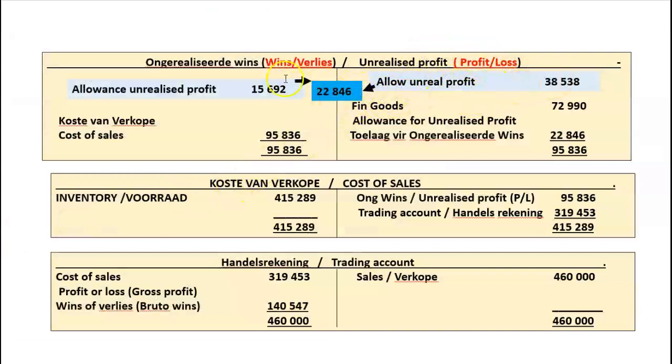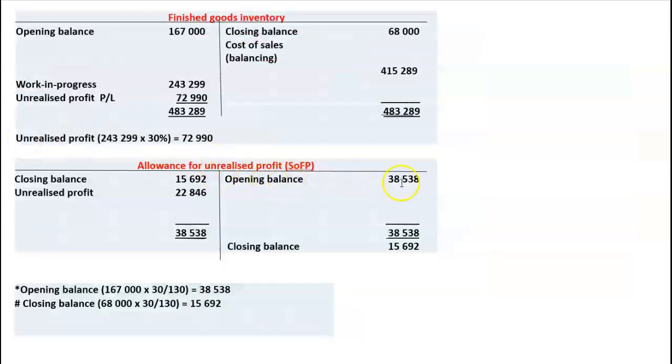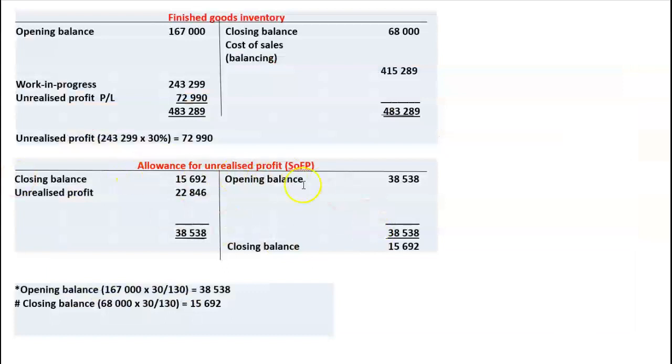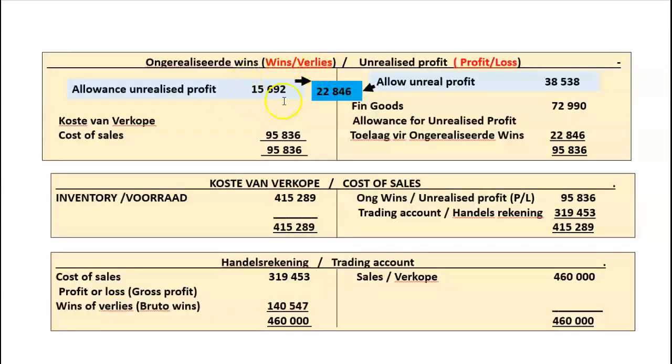But can you see you achieve exactly the same thing either way? If I've taken out the opening balance, and I took it directly to the credit side of our unrealized profit and loss account, and then I said, well, now my allowance account is 0, and at the end of the day I want to create a balance of 15,000, so I've put 15,000 on the credit side and the debit side here, 5,692. The net impact would have been the net credit of 22,846.